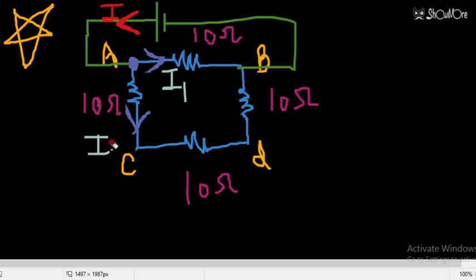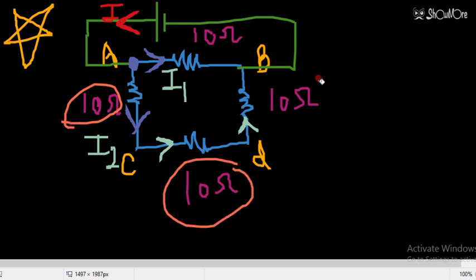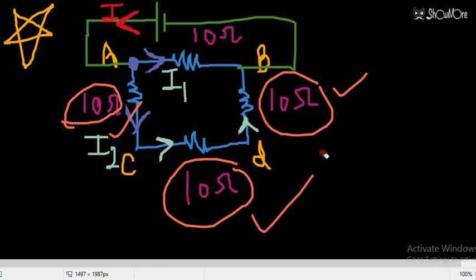So now you can see in the below diagram, current I2 is flowing through this resistance also, and through this resistance also. That means the below three resistances are in series. This is 10 ohm, this is again 10 ohm, this is again 10 ohm. So these three are in series combination, which means they will be simply added.